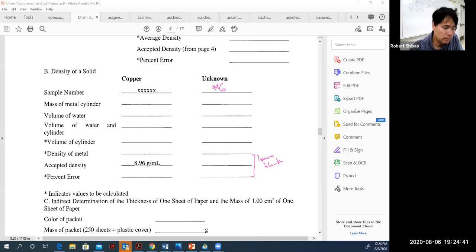And so when you do this in Chem 1A, you're going to have some unknowns. You'll write the unknown number here and then you'll get the answer. The answer we got was 2.950 grams per milliliter. And then the instructor is going to look it up in the key and find out what the accepted density is. Number 6.